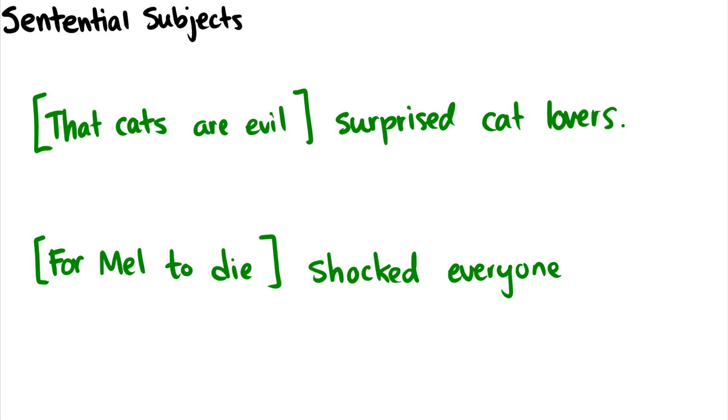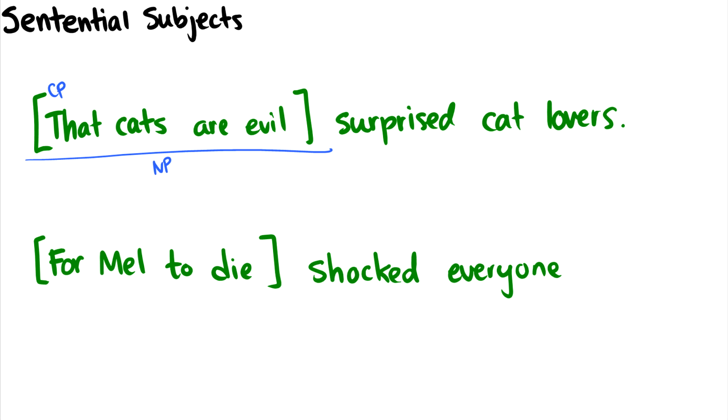So, that cats are evil surprised cat lovers. Okay, that cats are evil is a CP, but it acts as if it's the noun phrase of the sentence, so the subject of the sentence. For instance, you could say, Jeff surprised cat lovers. You could replace the whole thing with a noun phrase subject.